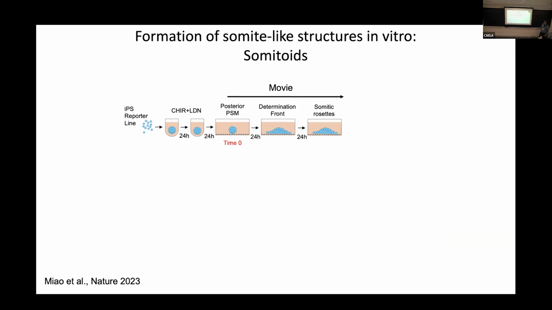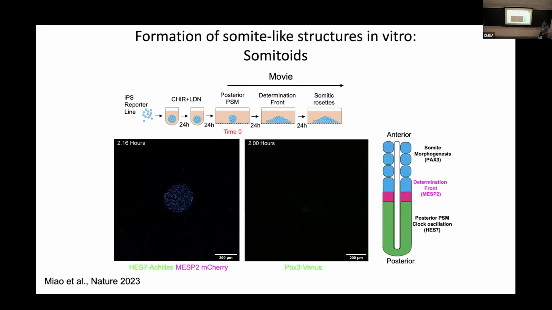So these were the 2D systems, but Yuchuan, a postdoc in the lab, developed 3D systems where he adapted the protocol to non-adherent conditions. That leads to formation of the same tissue, but in a sphere. Then you can seed these spheres of presomatic mesoderm onto an adherent substrate, such that it forms a small dome that will spread.